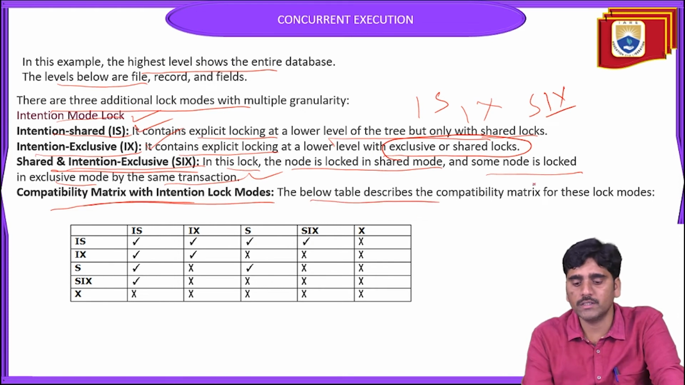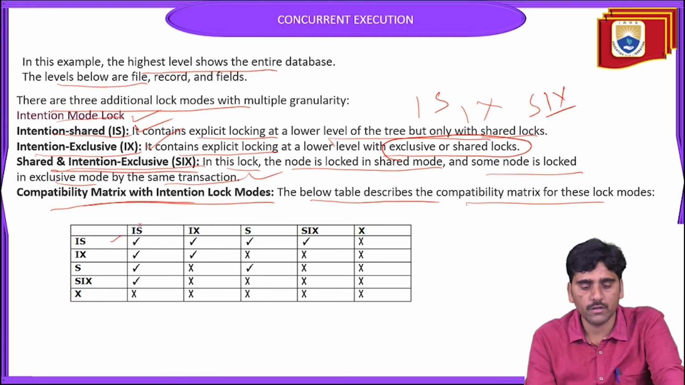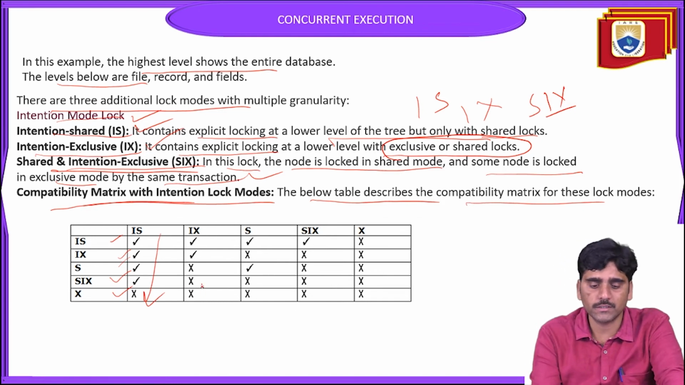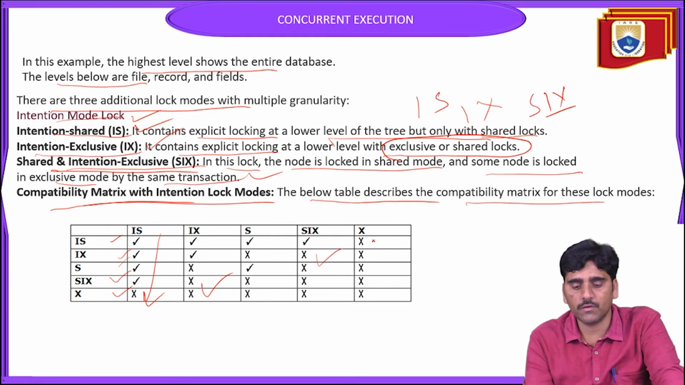The table below describes the compatibility matrix for the lock modes: intention shared mode, intention exclusive mode, shared mode, shared and intention exclusive mode, and exclusive mode. At that time, some of the transactions are in exclusive mode, some are in shared and intention exclusive mode, and some are not in exclusive mode.